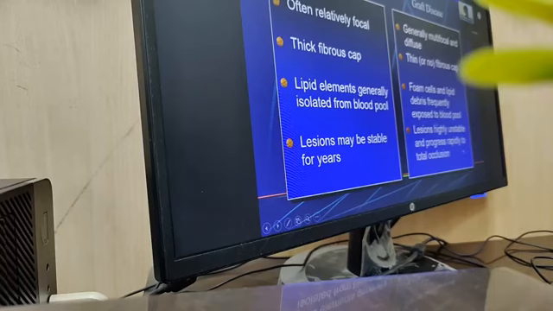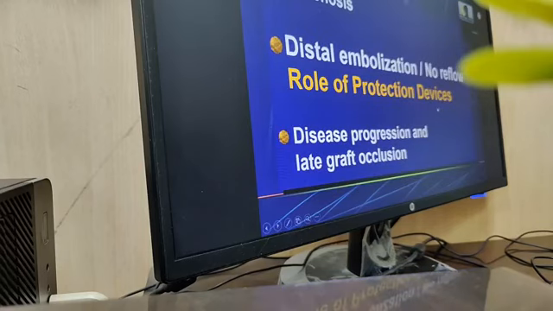This is very important. We should know that if you have 70% stenosis of a saphenous vein graft, try to intervene as early as possible, because this 70% will turn into 99% within a few weeks. This is how graft disease progression happens.